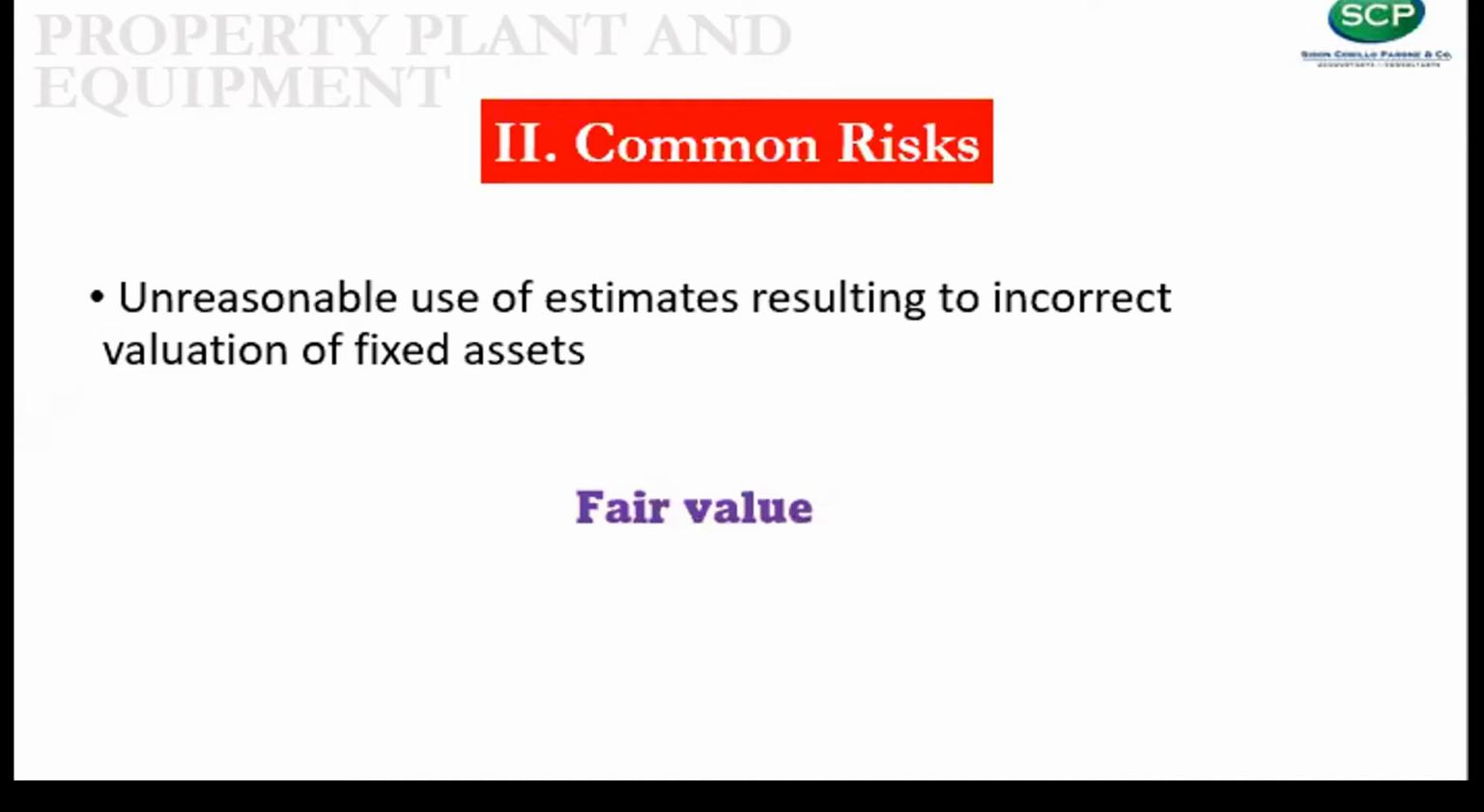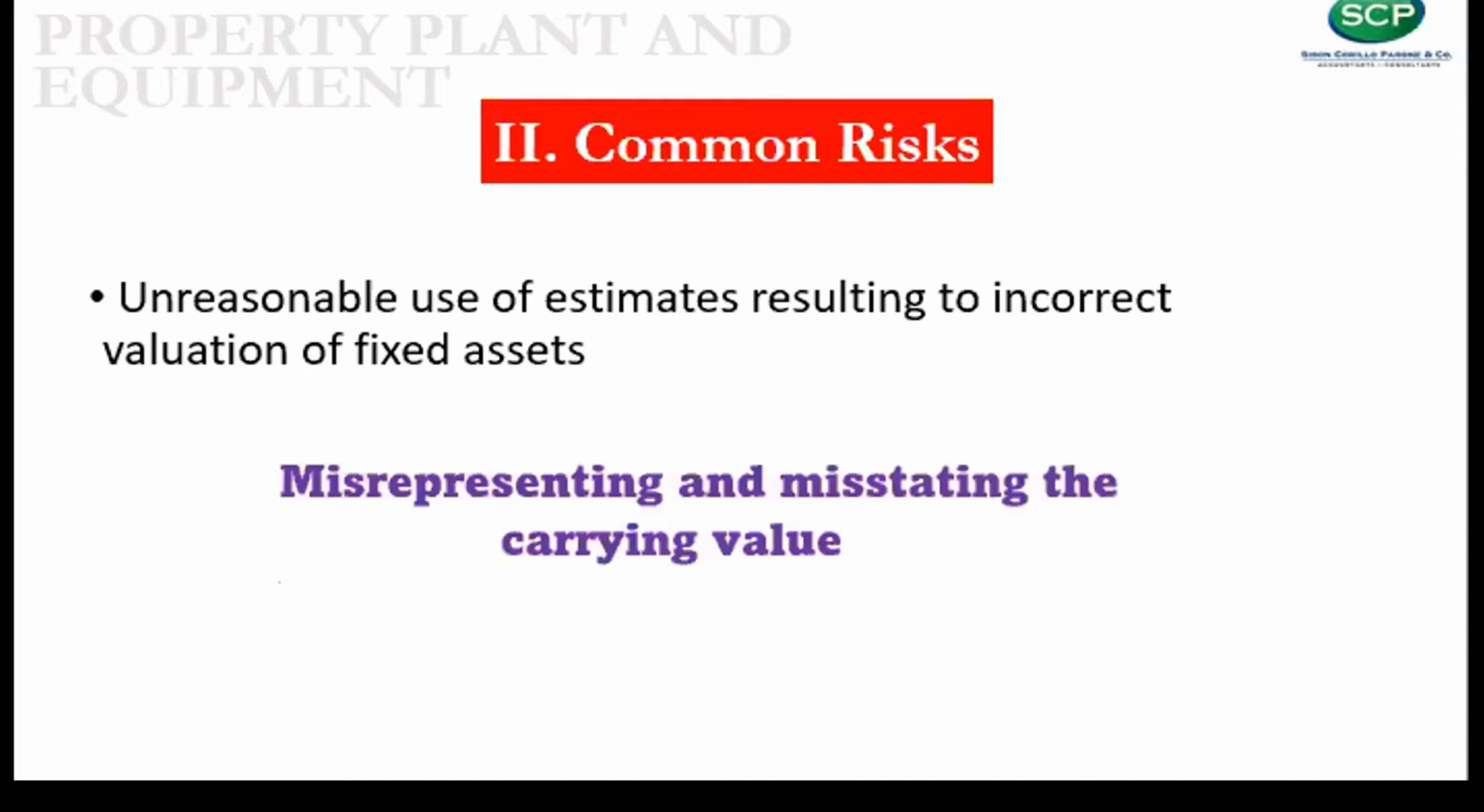Some of the widely reported accounting scandals involving fixed assets relates to depreciation. Since depreciation is computed based on management's discretion, such as the type of depreciation method used and the estimated useful lives used, companies can perpetrate fraud by misrepresenting and misstating the carrying value of fixed assets. As we all know, depreciation directly affects the total assets presented on the statement of financial position, the net profit presented on the statement of income, and the shareholders' equity through retained earnings.